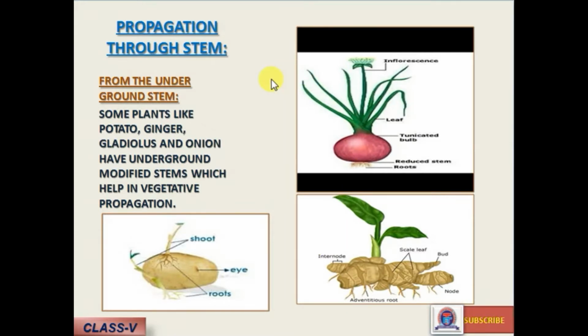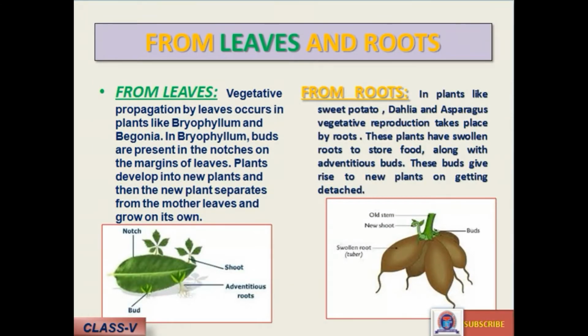Right, student? Now we discuss vegetative propagation through leaves and roots. Here, student, you see a bryophyllum leaf and its propagation occurs in plants, like we already told here, bryophyllum and begonia.